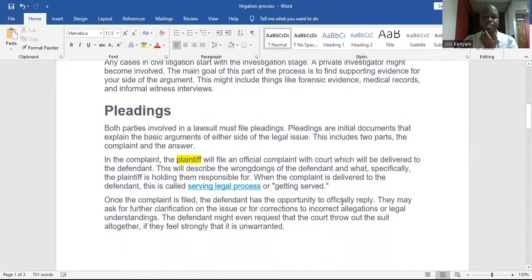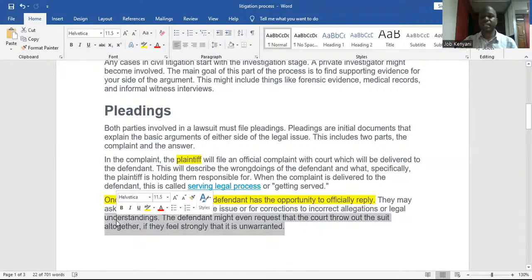Once the complaint is filed, the defendant has the opportunity to officially answer or reply. They may ask for further clarification on the issue or for corrections to incorrect allegations or legal understandings. The defendant might even request that the court throw out the suit altogether if they feel strongly that it is unwarranted, or that there is no concrete evidence to pin them down.